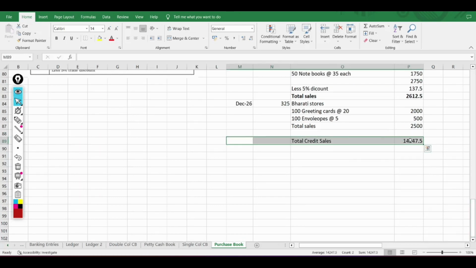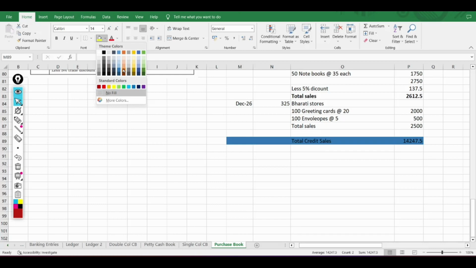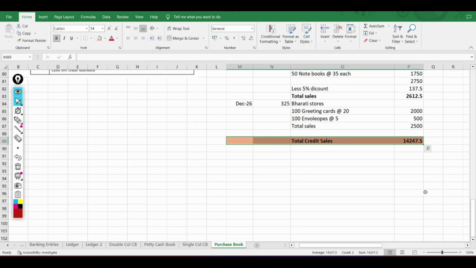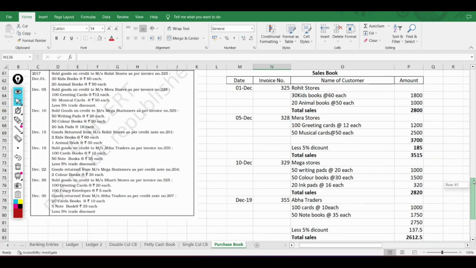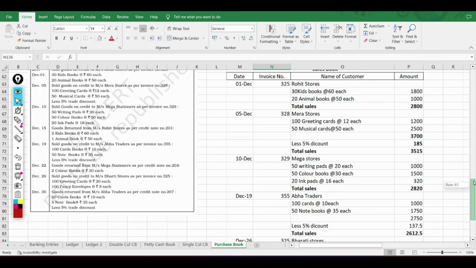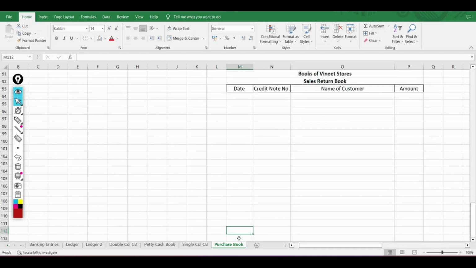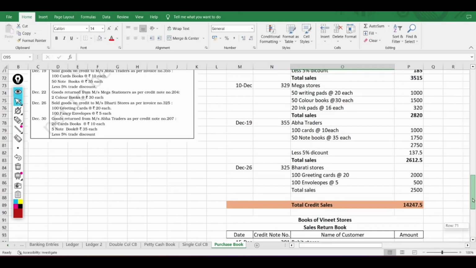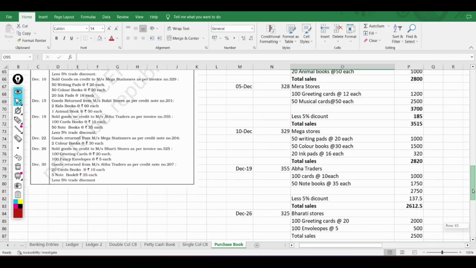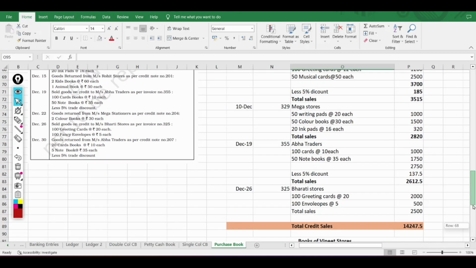That is total of our credit sales for the month of December. So here the transactions for the sales returns are on December 15th, goods returned from Rohit stores. December 15, credit note 201, Rohit stores. And what are the items they returned? That is 2 kids books at 60 each and 1 animal book at 50 each.